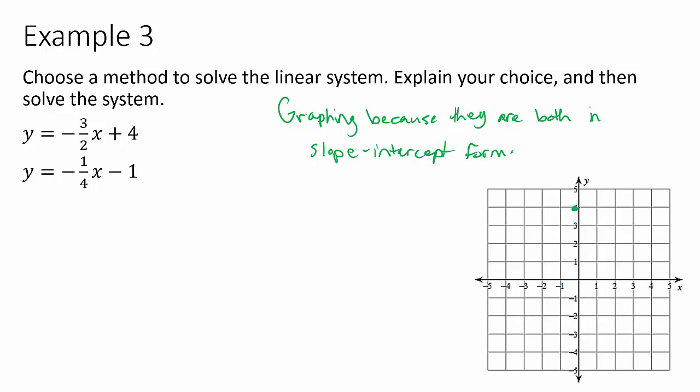I just have to put the y-intercept here at 4, go down 3, right 2. I'm going to do that twice since I have no idea where they'll intersect yet. Whoops, down 3, right 2. So I'm going to ignore that extra dot there. Then negative 1 and down 1, right 4. Which does this, like so. So my answer here is their intersection, which is at (4, -2).